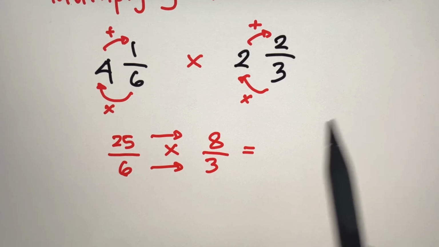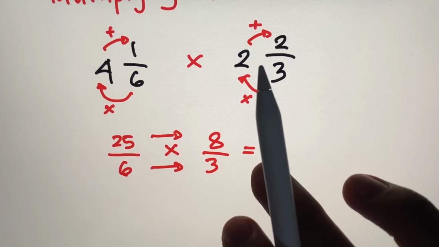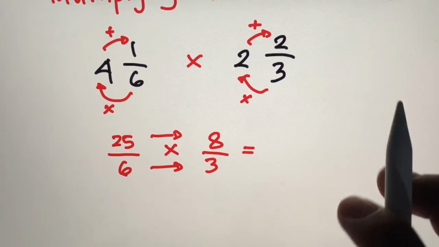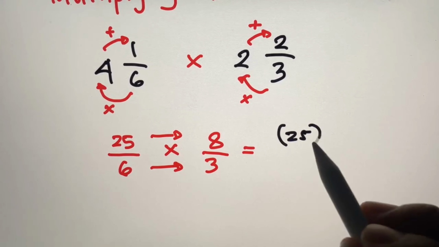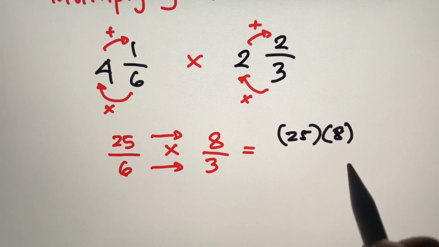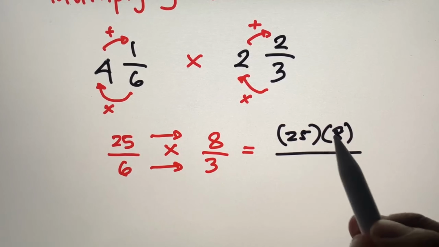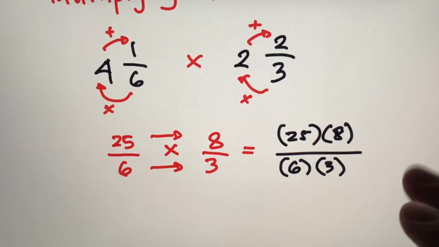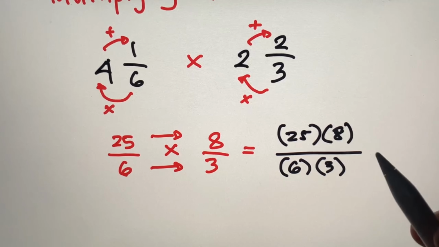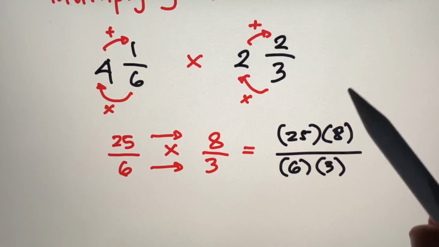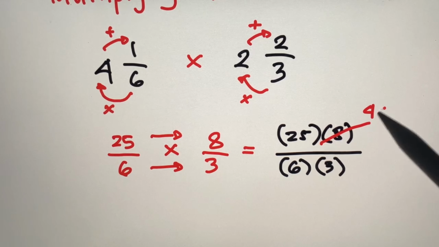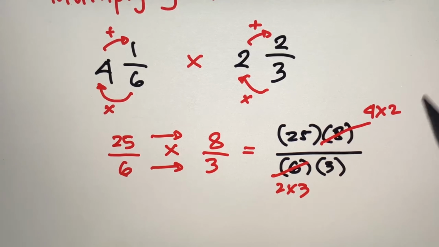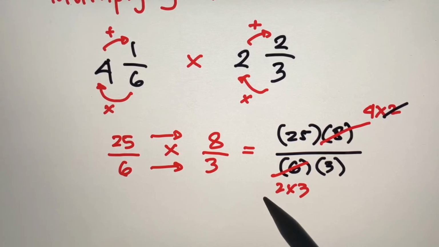One tip is, if you're going to multiply this, we are not going to multiply it directly, to avoid dealing with large numbers. We're just going to present it like a factorization. That will be 25 times 8 over 6 times 3. From this, we are going to eliminate the common factors of the numerator and the denominator. We will find it here: that will be 4 times 2 here, and this one is 2 times 3. We could eliminate the common factor of 2 and the common factor of 2 here.